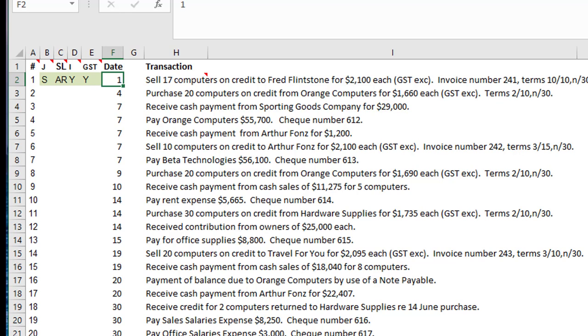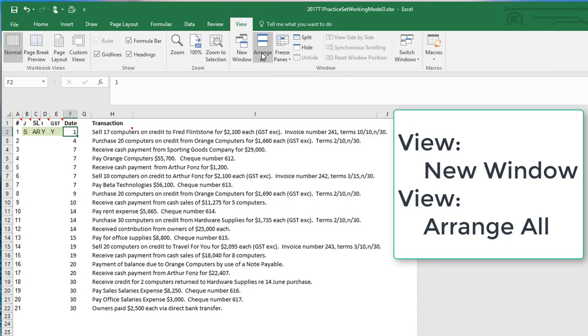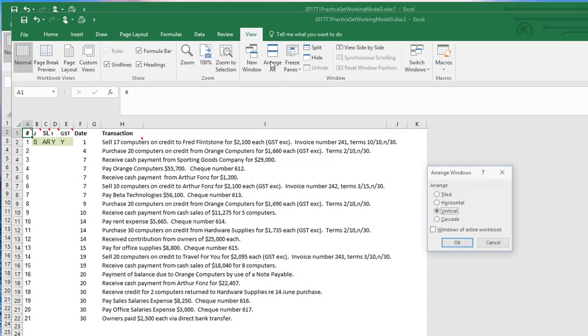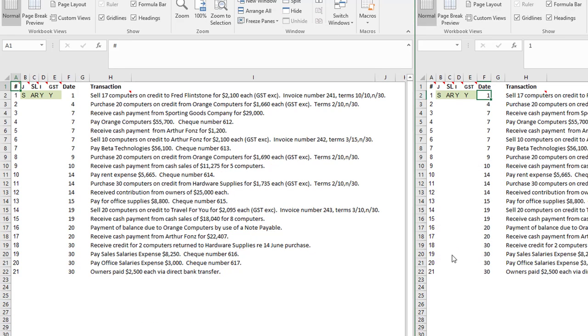A big thing to remind you of when starting, which will really help you save time, is to arrange your windows. We'll go to View, a new window. We'll go to View again, Arrange All, and Vertical, and we have these windows now side by side. They're not all fitting in, but as we get to important bits, I will focus in on that.